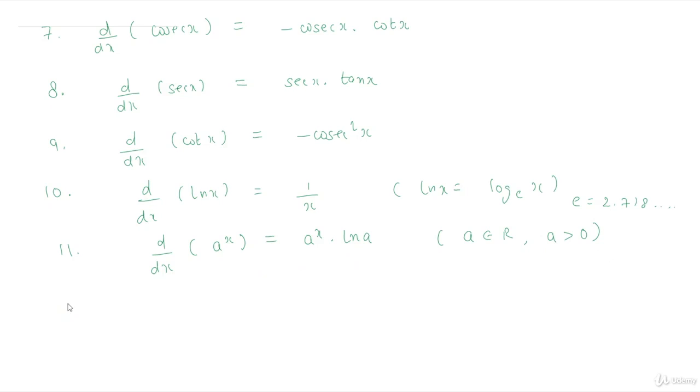So now the last common function which we will take is d by dx of e to the power x, where e, as you know, is the natural base and its value is 2.718. So d by dx of e to the power x is e to the power x itself. So only this function has its derivative exactly similar to itself. So the derivative of e to the power x remains the same as e to the power x.